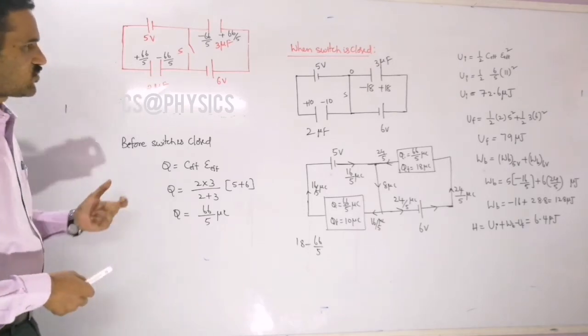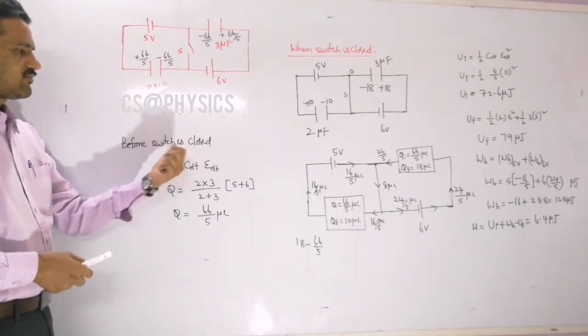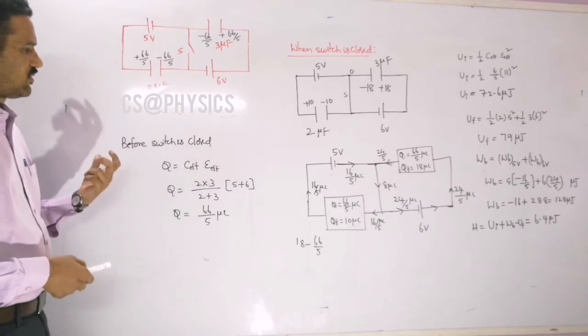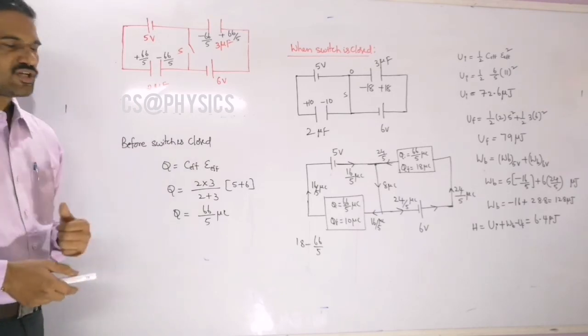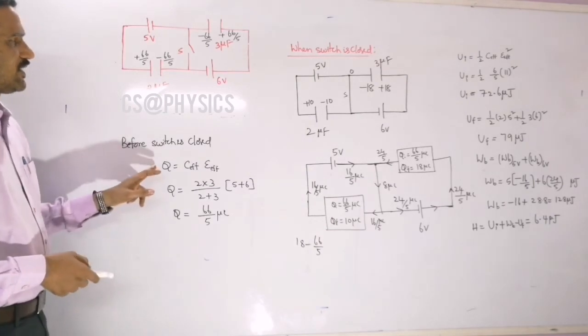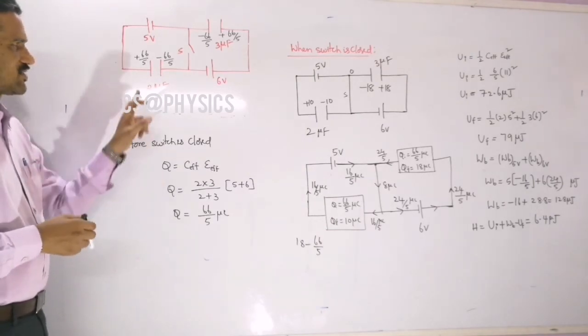So now let us see the solution for this. Initially, I am taking the case before the switch is closed. That means initially we are taking that the switch is open. Total charge, I am calculating here, the charge on each capacitor.